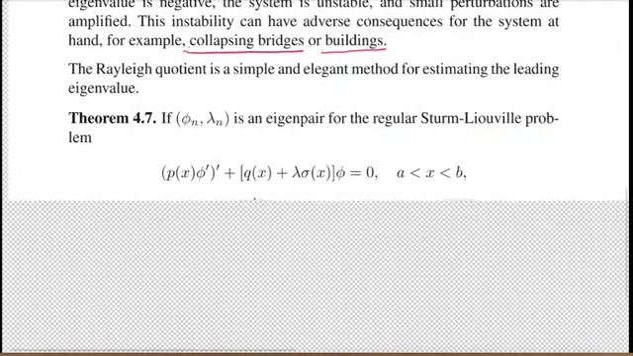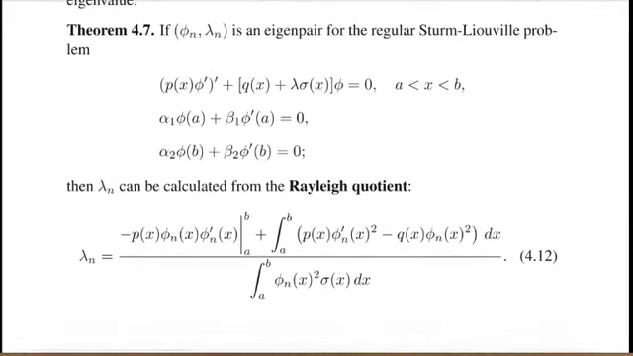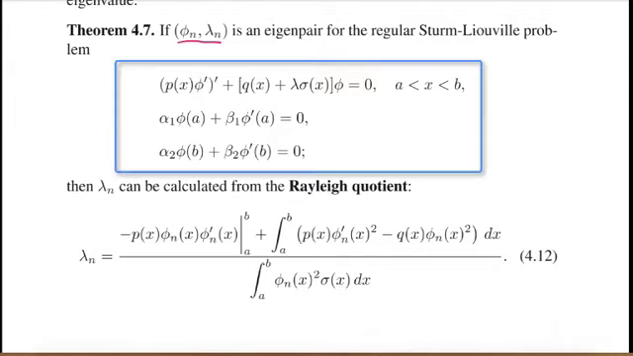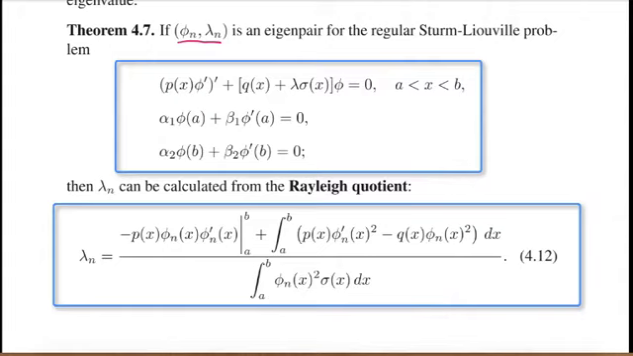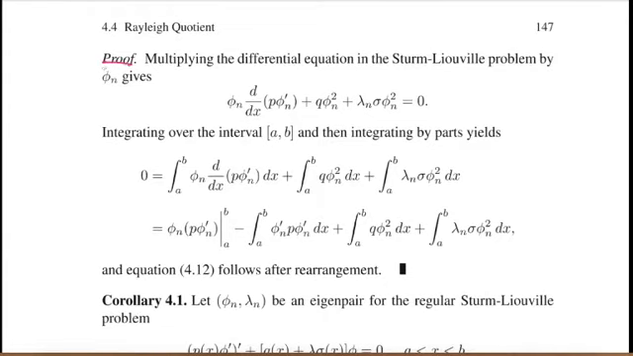To do this, I go back to the very general case. So here we go, theorem 4.7. So we assume phi n, lambda n is an eigenpair. Then they together solve the Sturm-Liouville problem as written here. And then lambda n can be calculated by the Rayleigh quotient, which is this absolutely super fancy integral. Now I would really like to go through the proof of this lambda n formula, and let me do this on an extra page. I write down the Sturm-Liouville problem again.